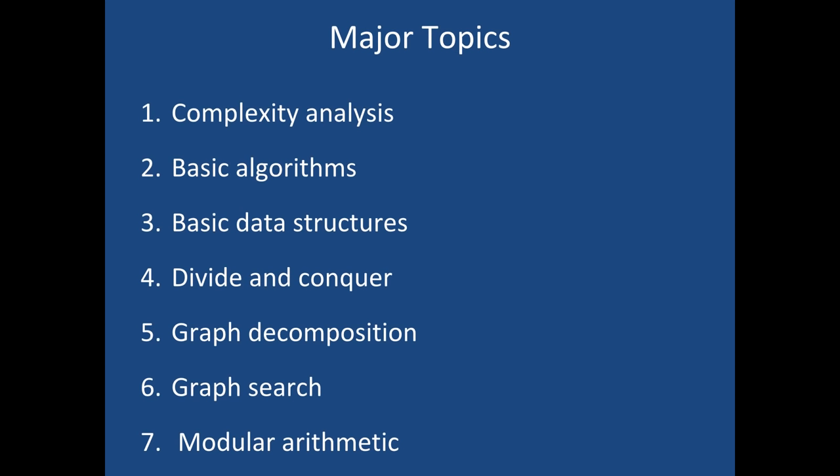These are the major topics we did. We started with a review in the form of talking about complexity analysis, both experimental and asymptotic analysis. We talked about basic algorithms and basic data structures from 2420. So those three topics were a review we did in the first couple weeks. Then we moved to chapter 2 of the book and talked about divide and conquer algorithms. We looked at examples and used the master theorem, among other things. There were 2 chapters on graphs. Graph decomposition is where we talked about depth first search and its applications. Graph search is where we talked about breadth first search and shortest paths algorithms. And then we touched on modular arithmetic briefly.